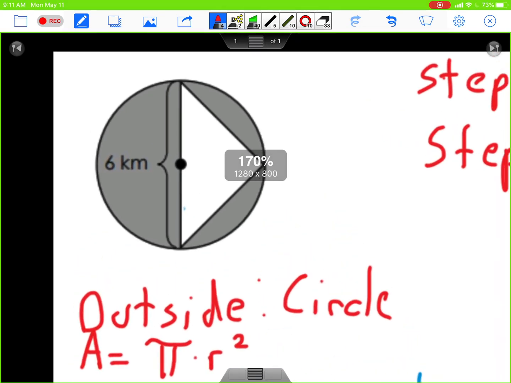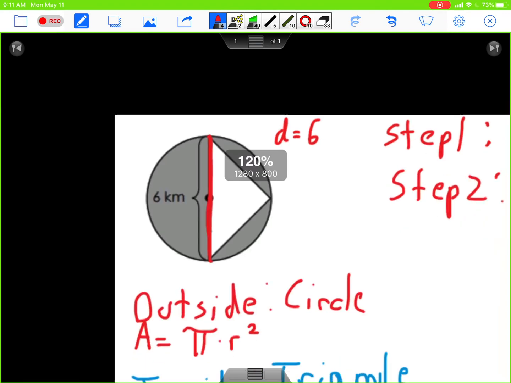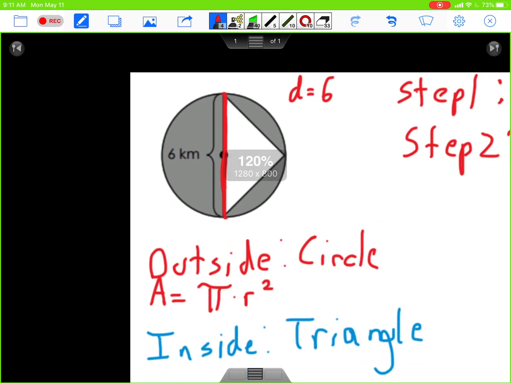Okay, so looking at the circle here, I have this line going straight through the circle. If it goes straight through the circle from one end to the other, it's a diameter. So we have a diameter of 6. But if we look at our area formula, which some of you guys made this mistake on the quiz, our area formula needs a radius. So to get radius, we'll divide by 2, and we get a radius of 3.